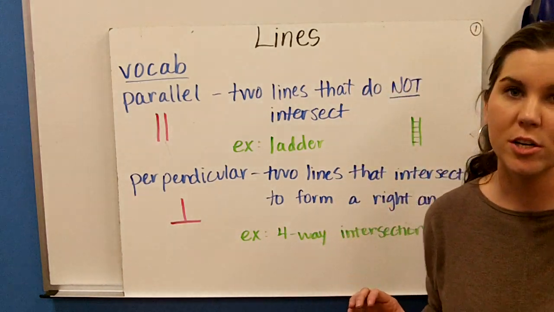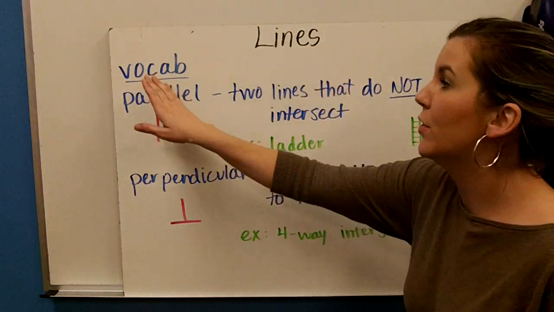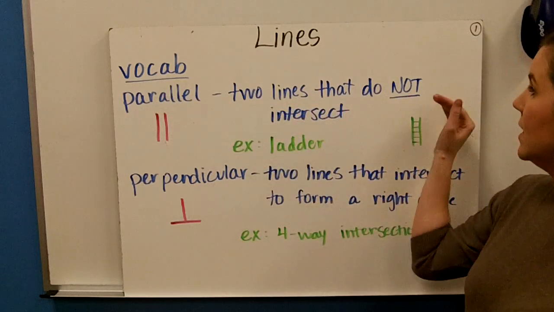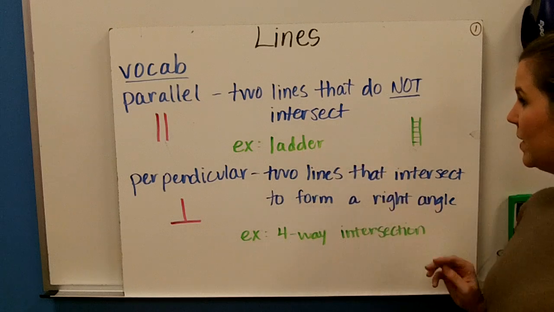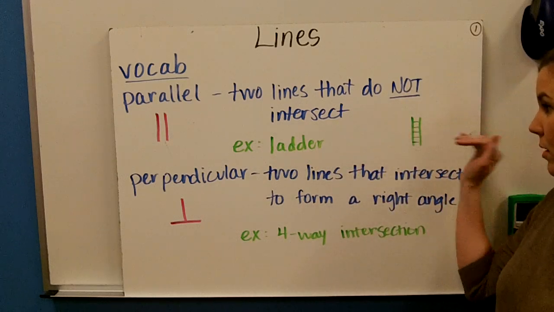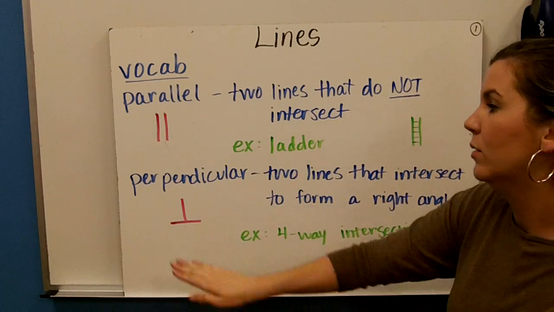All right, this is going to start our geometry section. Lines, vocabulary. Parallel: two lines that do not intersect. This is the symbol for parallel lines. An example would be a ladder. The rails on a ladder in all directions are parallel.